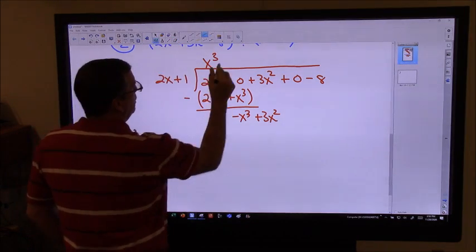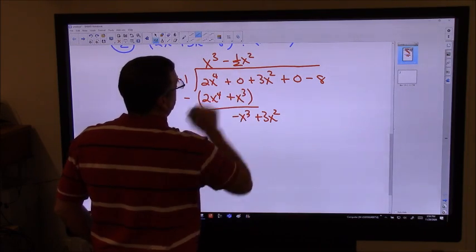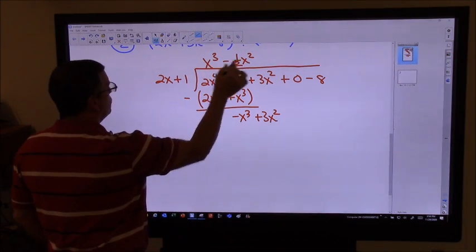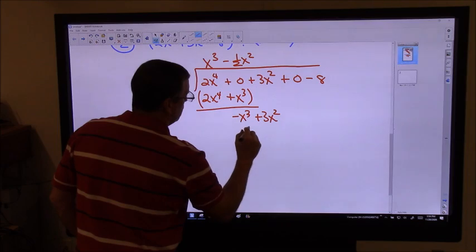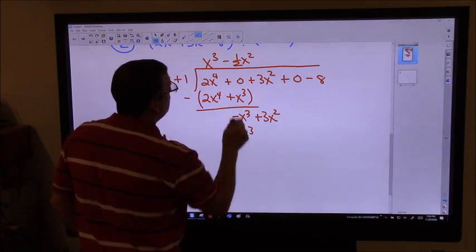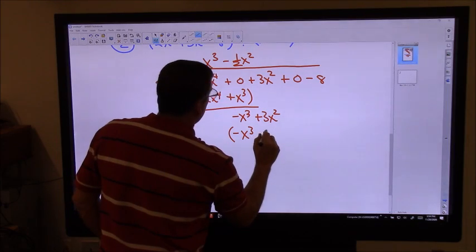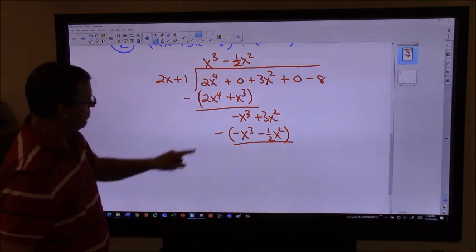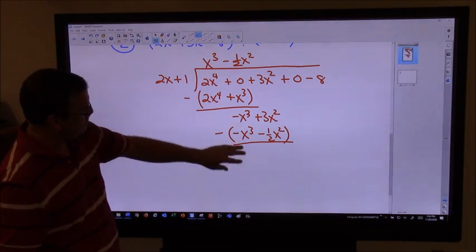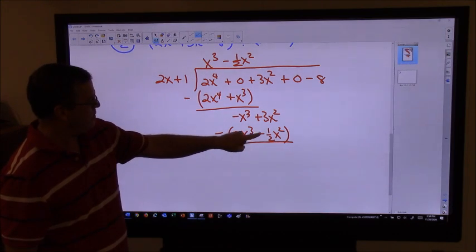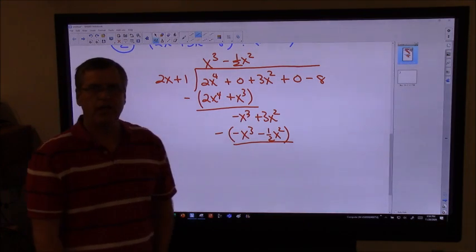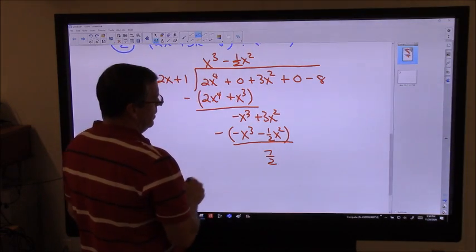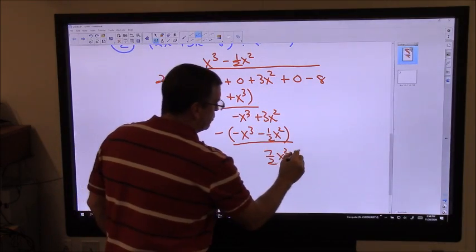So this goes into there, negative 1/2 x squared times. I now need to multiply back, so half times 2 is 1. X squared times x is x cubed. And a negative times a positive is negative. And then I multiply times this one, I get a negative 1/2 x squared. And now I'm going to subtract that. So when you subtract a negative, that becomes positive. Add it to this, you get 0. That becomes positive. 3 plus 1/2, that would be 3.5 or 7/2 x squared. Bring down the next term.